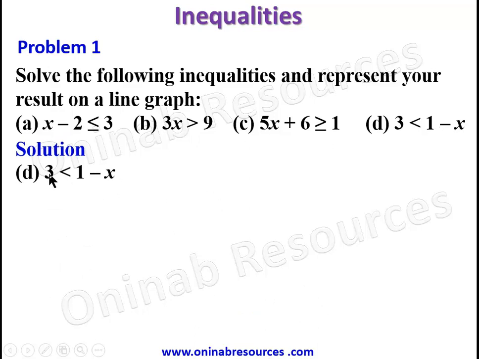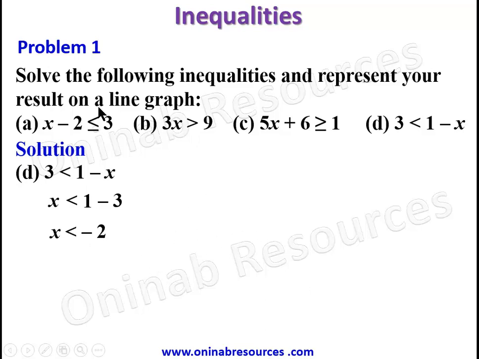For problem 1D, I have 3 less than 1 minus x. I have to bring this x to this side and take this 3 to the right hand side. So bringing this x to the left hand side, it becomes x less than 1 minus 3. This sign here is positive. Moving to the right hand side, it becomes negative. Also the sign of x is negative, coming to this side it changes to positive. So we now have it as x is less than negative 2.